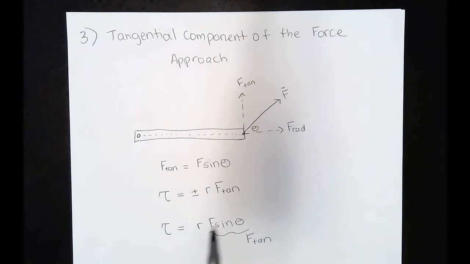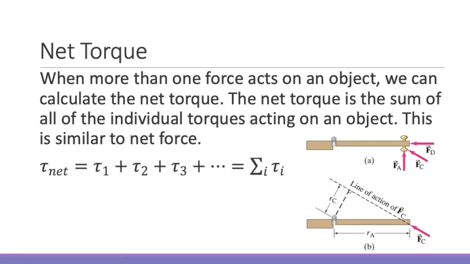So we have R F sine theta. We can combine this and show that this is the component of the force that's perpendicular to R. So torque is equal to R times the component of F that's perpendicular to it. So R F sine theta, or R F tangential.